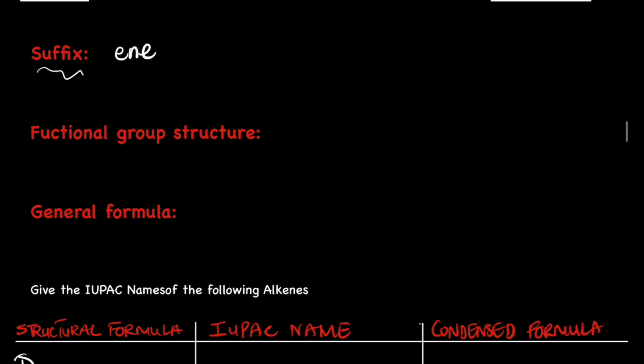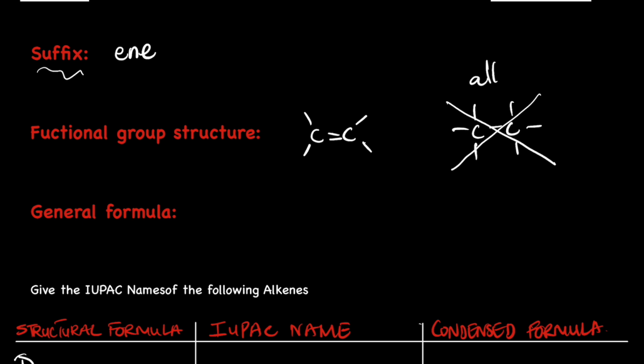Don't put the S. The functional group structure of an alkene, when they say draw a functional group structure, it's two carbons with a double bond with the hydrogens, but you don't put the hydrogens. It's like that. Remember, for an alkane, it was two carbons with the hydrogen bonds. So this was an alkane. Now this is an alkene.